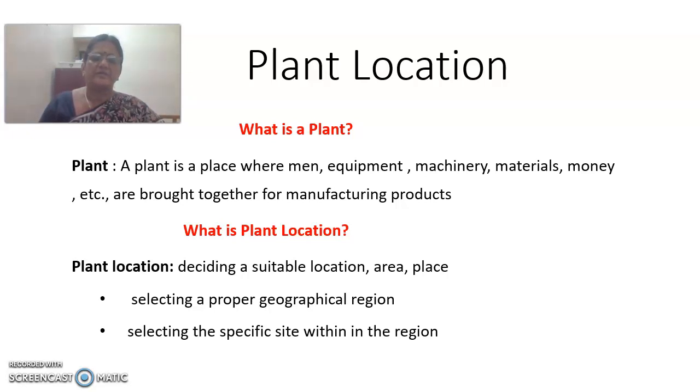Plant location is deciding a suitable location, the area, the place. It involves two stages: selecting a proper geographical region and then selecting the site within the region. For example, if you are going to locate a plant in Tamil Nadu, first select the area. So we can choose Madurai, and then in Madurai, the exact place in which you are going to construct your industry, that is the specific site that we are going to select.